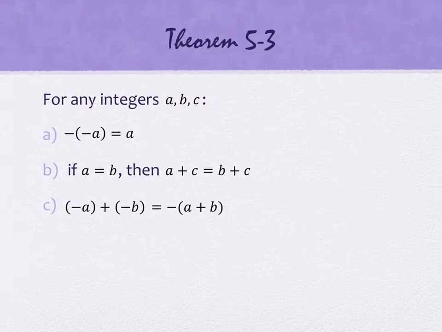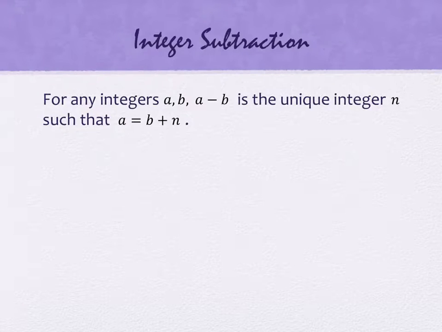All right. When we talked about subtraction with whole numbers, we defined it the same way I'm about to define it now, in terms of addition. So integer subtraction, same thing. For any integers a and b, if we have a minus b, this is the unique integer n, such that a is equal to b plus n.